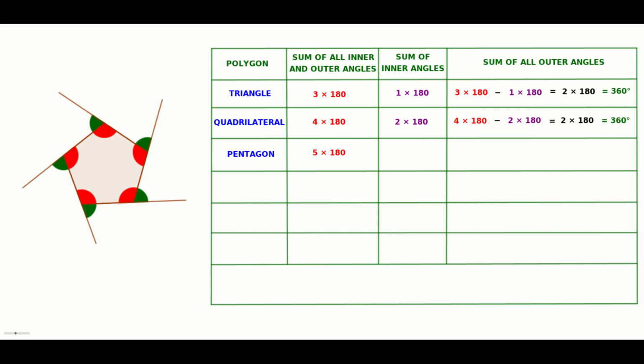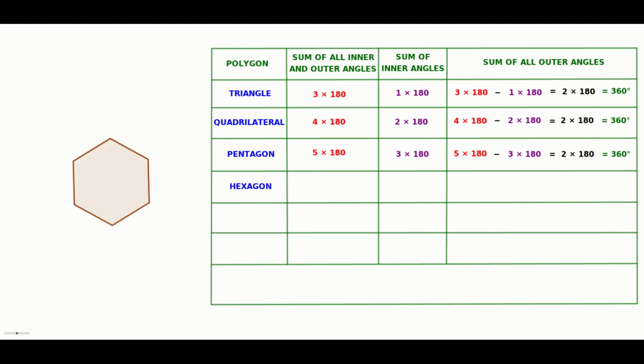In a pentagon, sum of inner angles is 5 minus 2 times 180, that is 3 times 180. Now, sum of all outer angles will be 5 into 180 minus 3 into 180, that is again 2 into 180, that is 360 degrees.